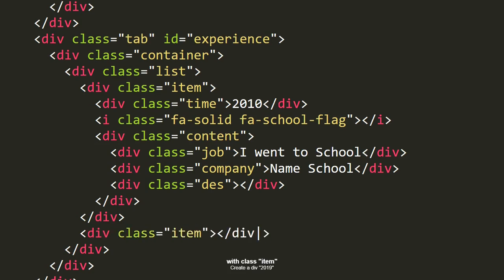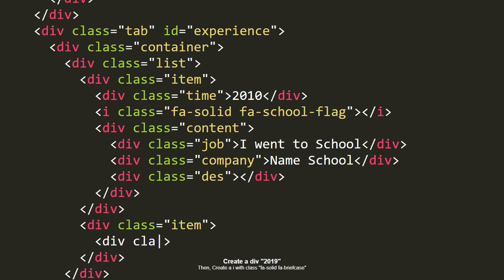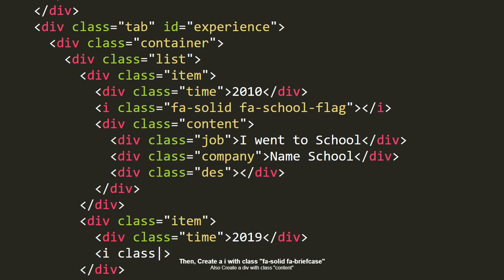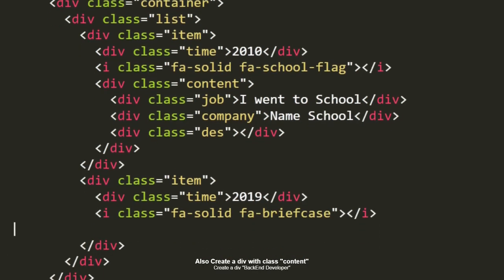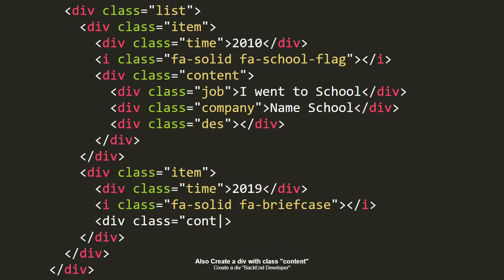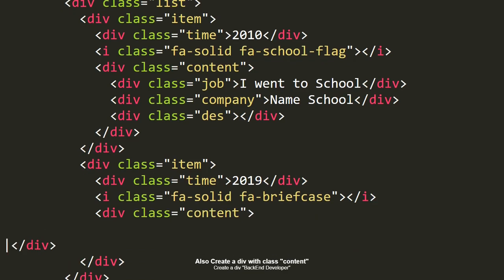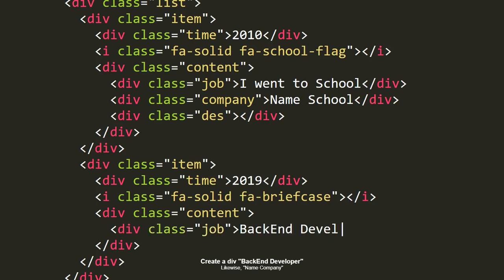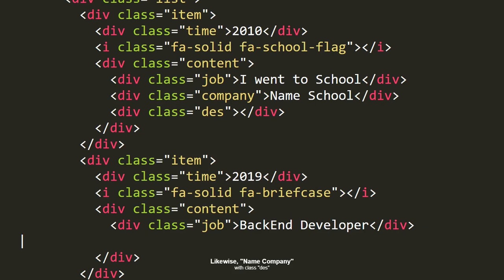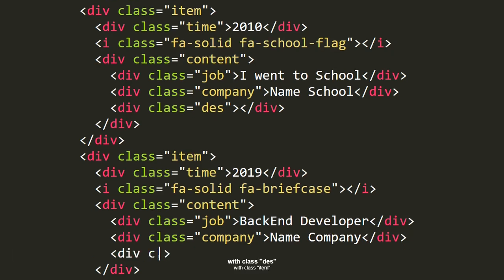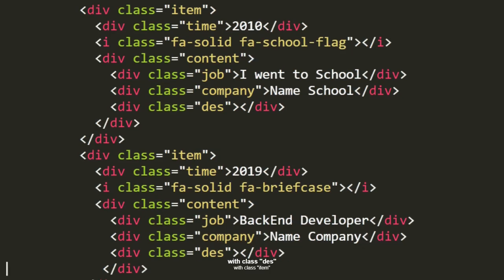Create a div 2019. Then, create an i with class fa-solid fa-briefcase. Also, create a div with class content. Create a div backend developer. Likewise, name company, with class des, with class item.